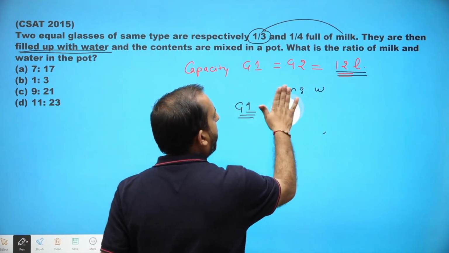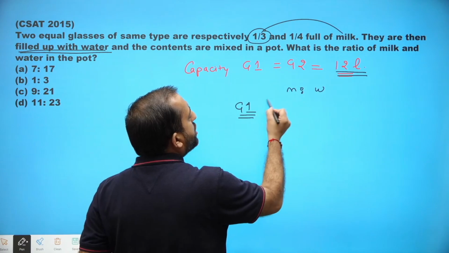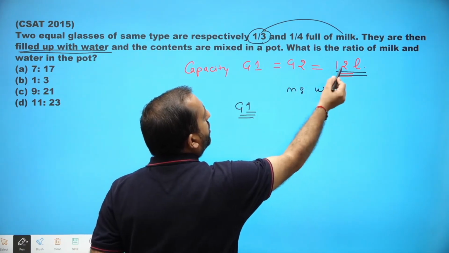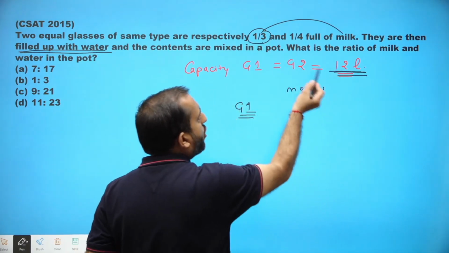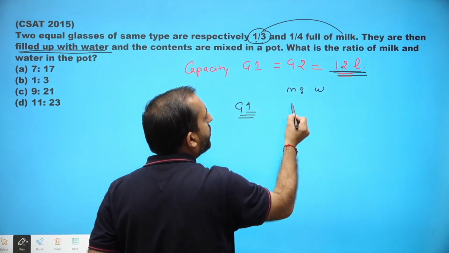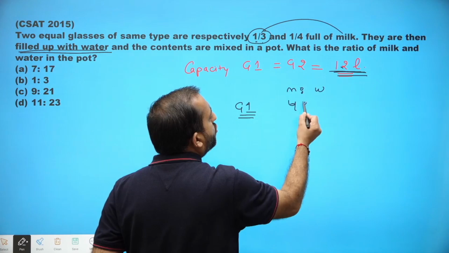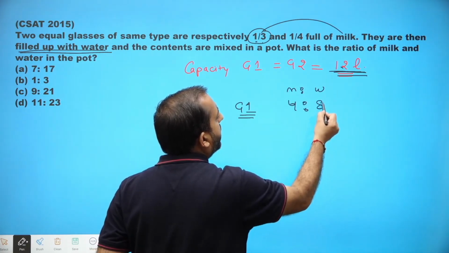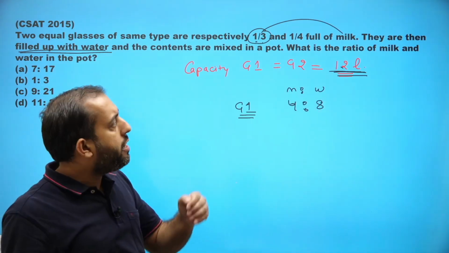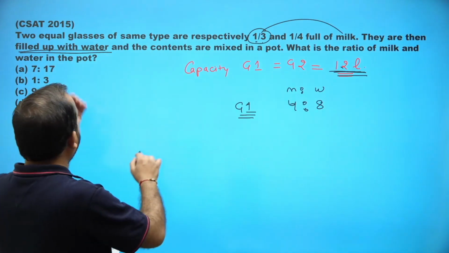Okay. So in glass 1, milk should be 1/3. The total capacity of the glass is 12. So what is 1/3 of 12? 1/3 of 12 is 4. So the remaining should be water, that is 8, because the remaining part of the glass is filled with water.